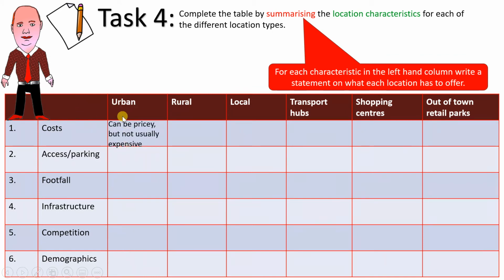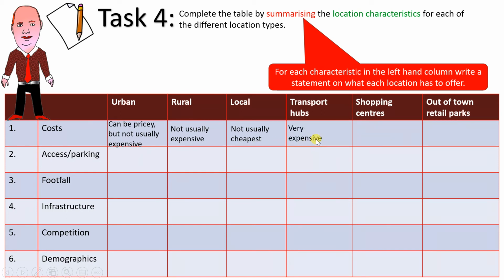The cost of an urban location, it can be pricey, but they're not usually the most expensive. So that will be a simple statement, that's all you need. Rural and cost, not usually expensive. There you go, straightforward as that, because this is going to be a revision table that you're building. Local, remember that's about local high street, so the cost of a local high street. Here I've suggested not usually the cheapest, because the high street is suffering quite a bit in terms of retail parks and shopping centres. So I've said they're not usually the cheapest, but they're not known as the most expensive either, so I've just left it as that statement.